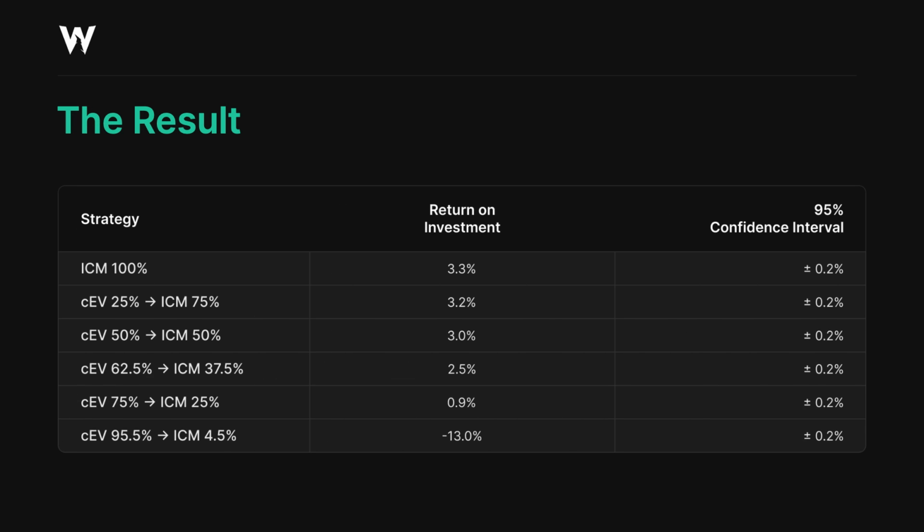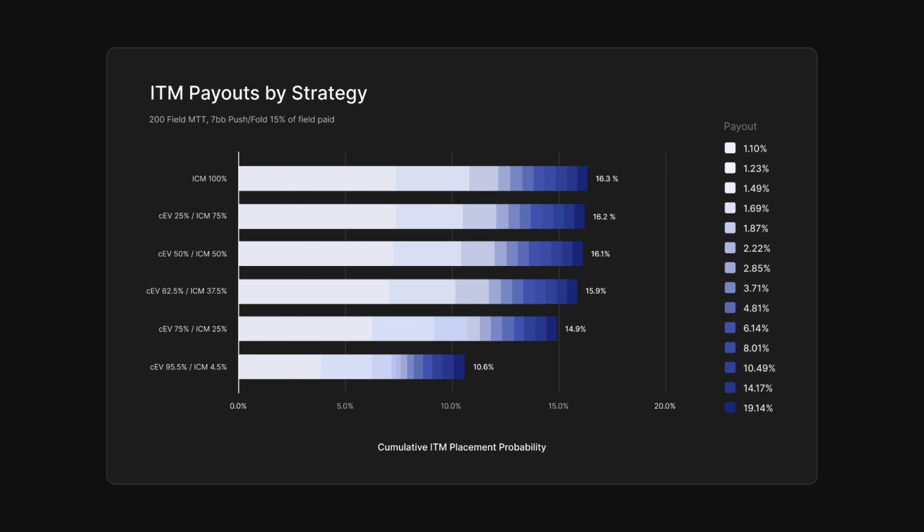Here you can see the data in more detail. On the left, we see the strategy types, followed by the return on investment, and a 95% confidence interval. We can see a steady drop-off as the pure ICM strategy dominates the field, followed by a decreasing return on investment as it switches later and later. If you want to see more information, all of our graphs and all of these charts will be in an article detailed below. Check the description. Another way we can visualize the data is to graph the in-the-money placements by strategy.